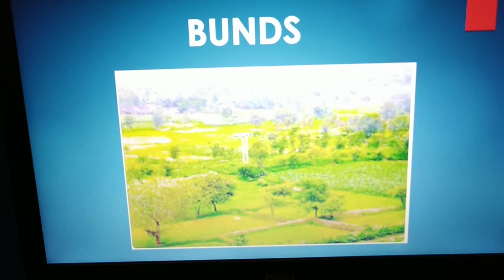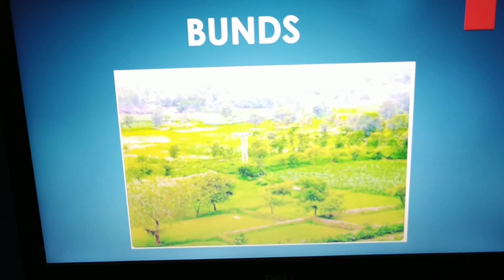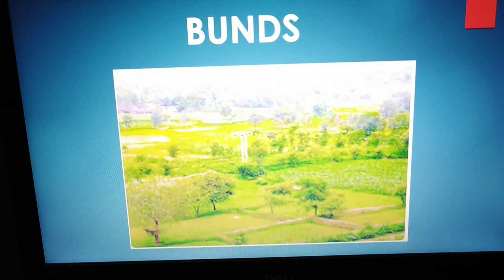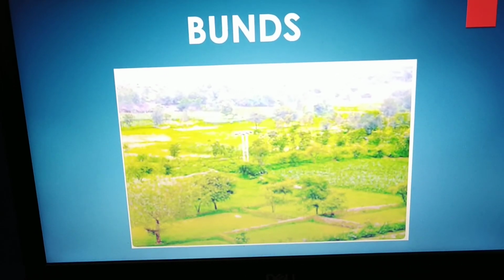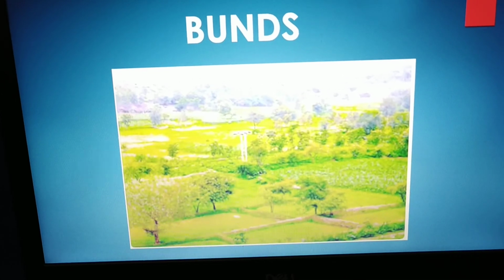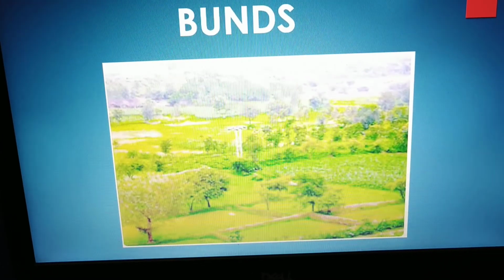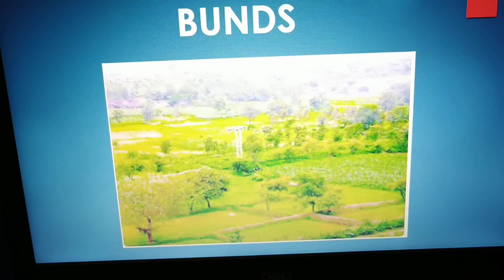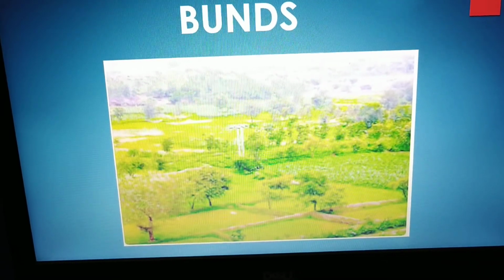And this is not something which the farmers have made on their own. No. This has actually been measured and made by a patwari. Yes, you must be thinking who is a patwari. I will explain to you who is a patwari. But let's see first of all what is a bun. You must have understood now what is a bun.